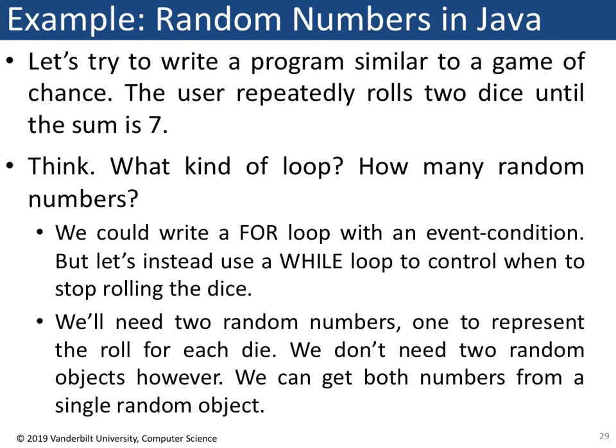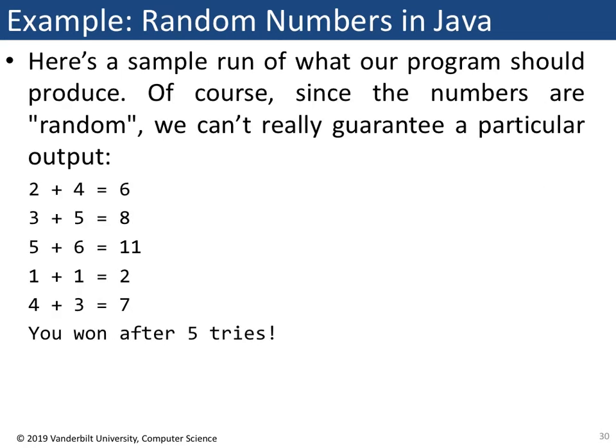We'll need 2 random numbers, one to represent the result of each die roll. However, we don't need two random objects because we can get both numbers from a single random object. An example run of our program would look something like this. We generate a die roll and it gives the value 2. Another die roll gives the value 4. The sum is 6. Die roll 1 gives 3. Die roll 2 gives 5. Result is 8. 5 and 6, 11. 1 and 1, 2. 4 and 3, 7. On the 5th try, you won.